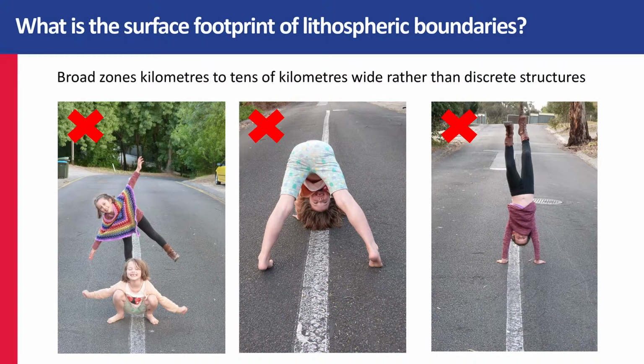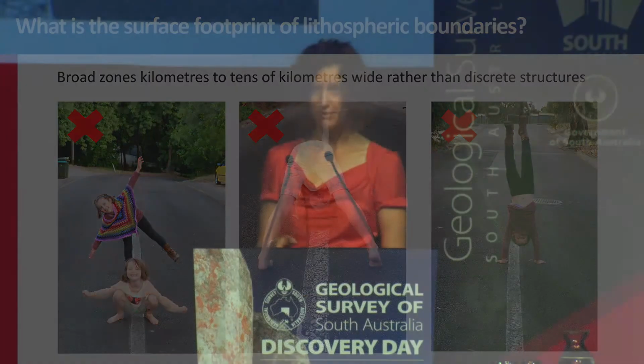So what's the surface footprint of lithospheric boundaries? Well, they're not going to be discrete structures where we can have one foot in one element, the other foot on the other. They're going to be broad zones, which means that they might be difficult to detect at the surface.